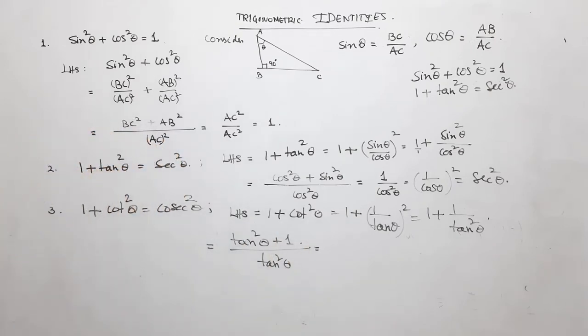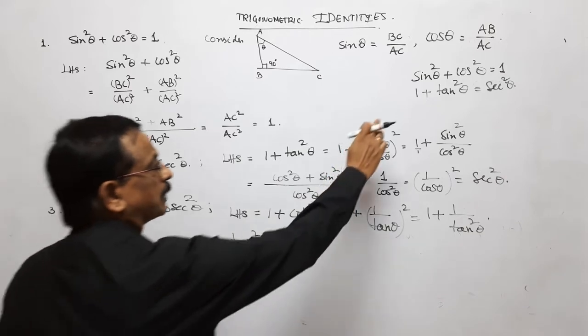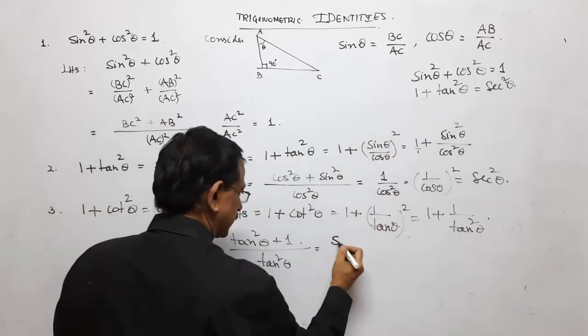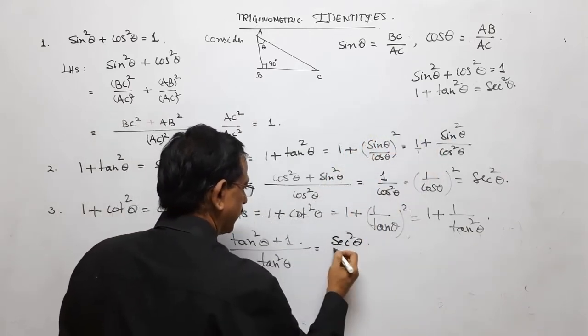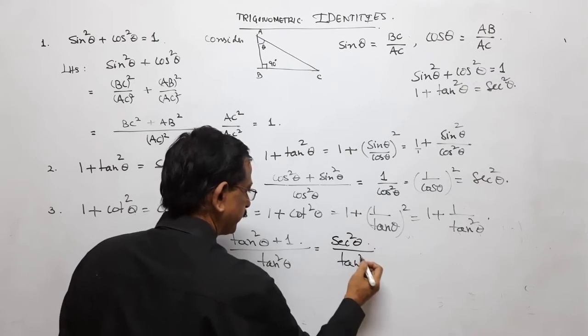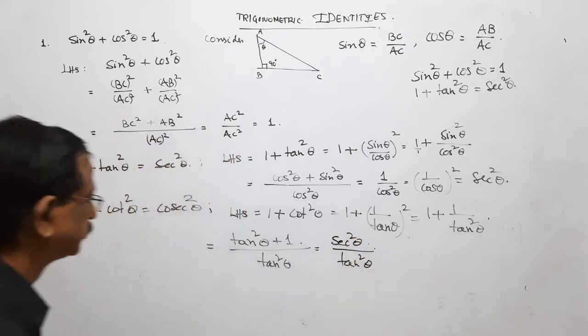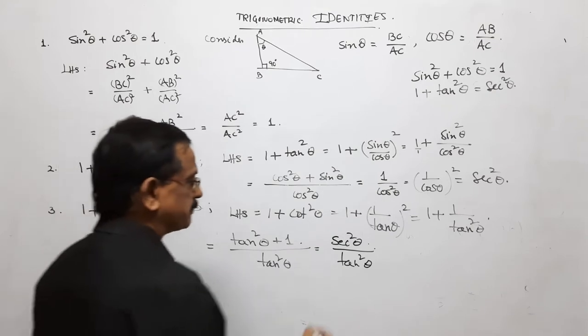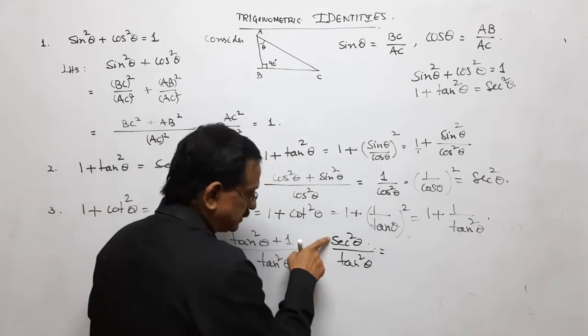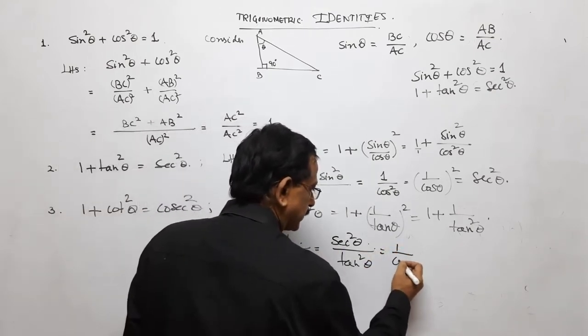Now I would like to apply the above one. What is 1 plus tan square theta? It is secant square theta by tan square theta. It's very simple observation. Secant square theta is 1 by cos square theta.